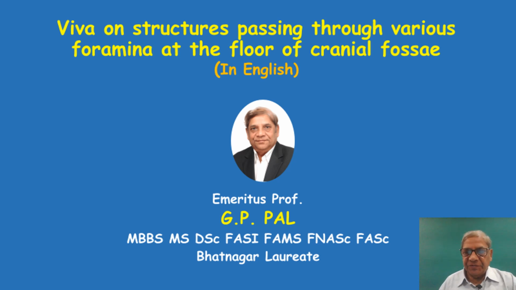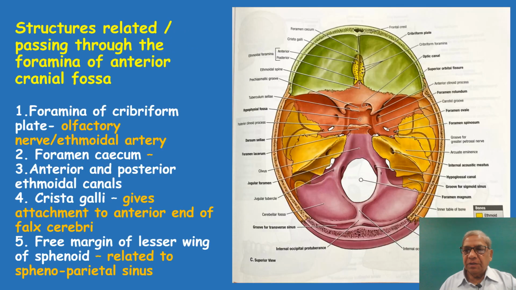In this video, I am going to discuss a few important questions which are usually asked in Viva on the structures which are passing, say for example, blood vessels, the veins, the nerve, which pass through the various foramina which are seen on the basal aspect of the skull. If we are seeing the base of the skull from inside, that is from the cranial cavity, that means all those foramina which are seen in the norma basalis interna. So these are some few important questions which I am going to discuss.